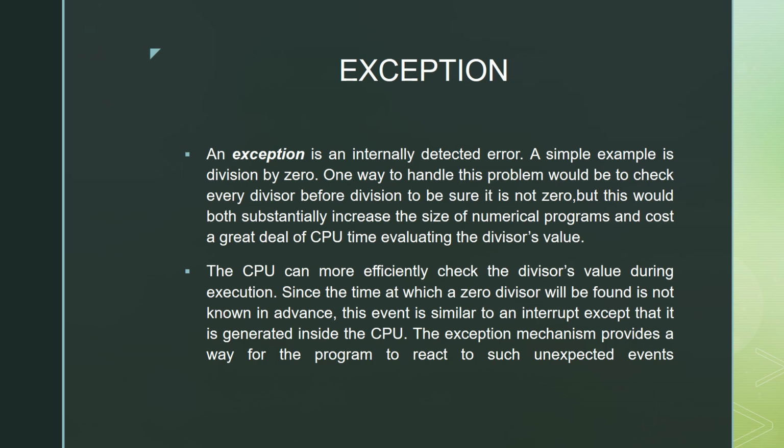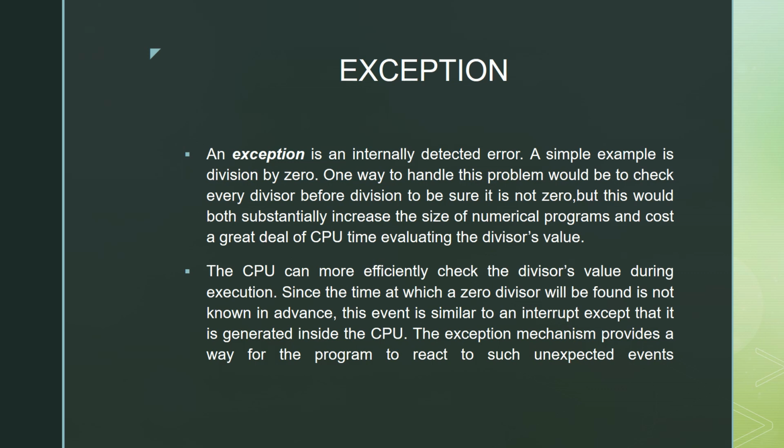We must ensure our program does not contain any exception errors, like a division by 0 error. But it is not possible to check every line of the instructions of the program, because it will substantially increase the number of lines in the program as well as the cost. So the CPU can more efficiently check the divisor value during execution. Since the time at which the 0 divisor will be found is not known in advance, this event is similar to an interrupt. But this interrupt is internally generated by the CPU.